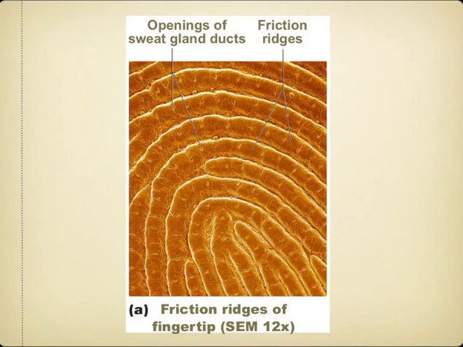This image shows that nicely. We can see the friction ridges, and if you zoom in close enough, which we've done here, you can actually see the opening of sweat glands. This is a magnification of about 12 times power. You can actually do this well with a pretty standard magnifying glass.